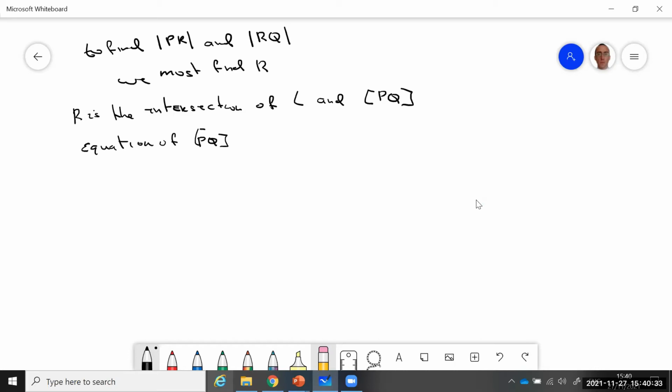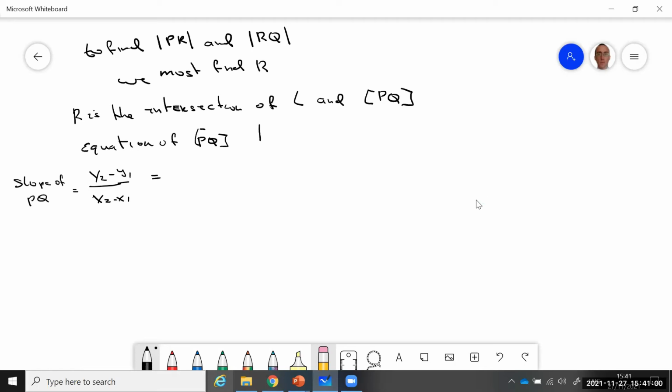Okay, well, this is fairly standard. So we have to find the slope of PQ first, and then sub it into the slope point formula to find the equation. So the slope of PQ equals y2 minus y1 over x2 minus x1.